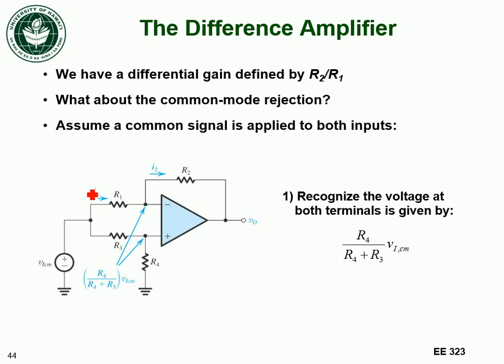So this point here used to be where my VI1 signal was, and my VI2 signal used to be there. But now let's set both of those voltages equal to the same voltage, VICM, and figure out what the output will be if I have the same voltage applied to both inputs. In order to do this, we are first going to figure out the voltage at this node and this node, the inverting and non-inverting inputs to the op-amp.